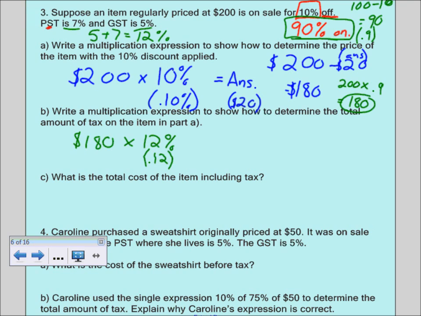So 0.12 times 180, the total amount of tax is $21.60.